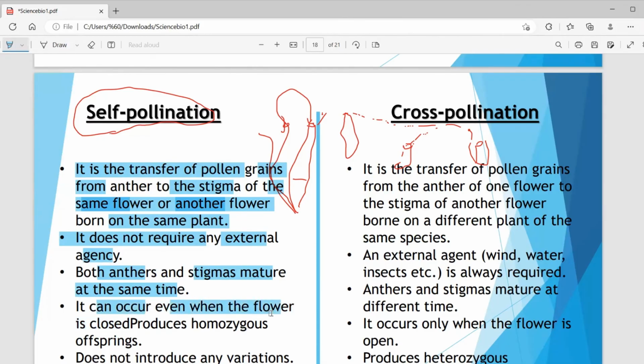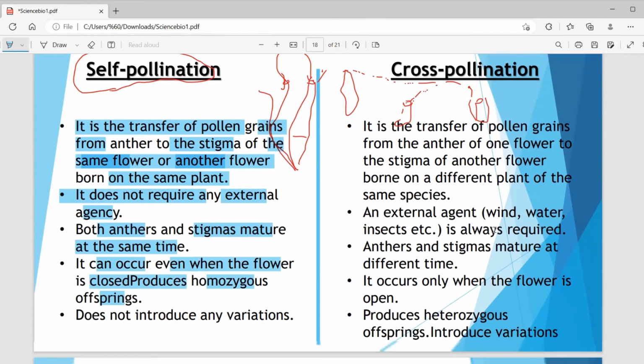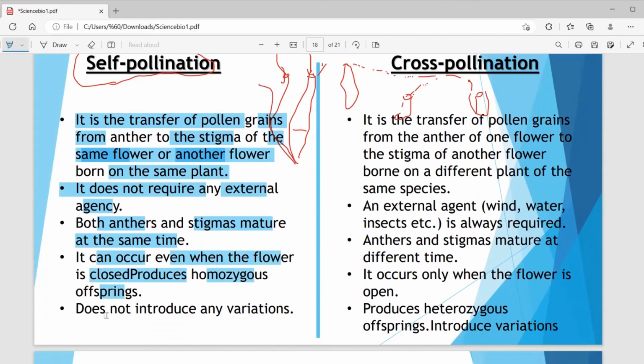It occurs even when the flower is closed, and produces homogeneous offspring. That is very important. You can produce homogeneous offspring, that is, with the same morphological characters, the same phenotypes, and the same structure. Like a white-colored plant that is self-pollinated can produce offspring with white flowers. When you come to cross-pollination, you can see there is some kind of color change. It is mainly cross-pollination.